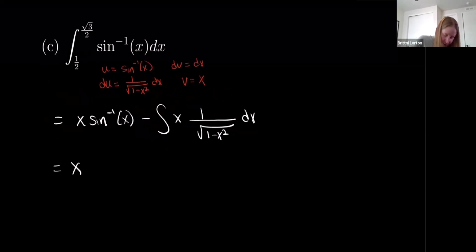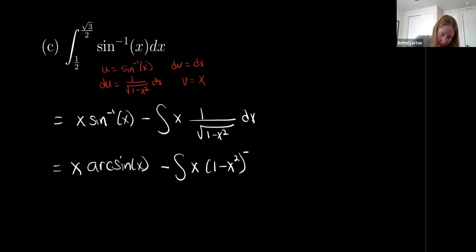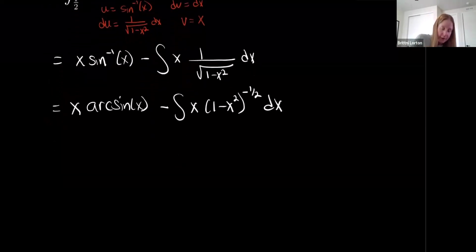And then I'm going to simplify x times, and you can write it if you prefer as arc sine of x. I don't have a preference so long as it's clear. Make sure your handwriting is clear. I have to be able to see it. Minus the integral of x times 1 minus x squared to the power of negative 1/2 dx. And then I keep going until I don't have an integral anymore, right?